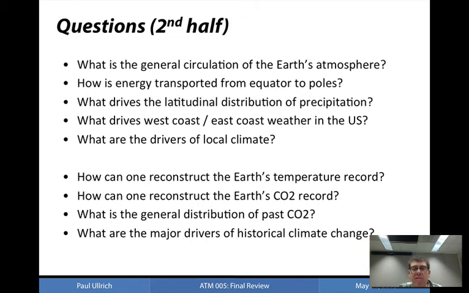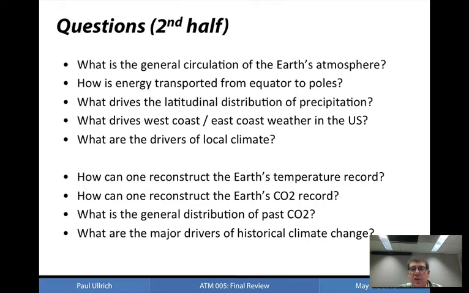The general distribution of past carbon dioxide was generally increasing the farther you go into the past. Going back to the far, far history, 500 million years ago, we actually had carbon dioxide concentrations about 20 times that of present. The relatively rapid recent increase in carbon dioxide is relatively unprecedented, as we have not seen such rapid increases in total atmospheric CO2. The major drivers of historical climate change include both long-term oscillations, including Milankovitch cycles, as well as shifts in, for instance, continental geography.